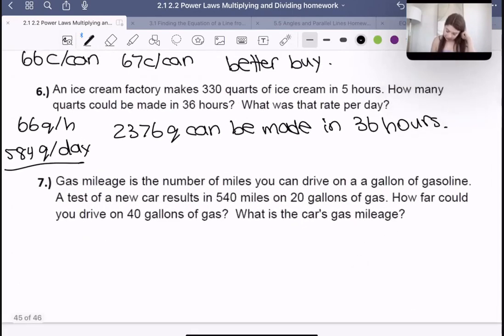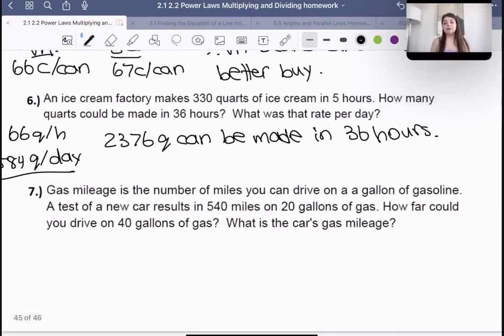All right, let's do one last question here, and then I promise it will be the end of not only this lesson, but all of Unit 2. You'll be halfway done the course after this one last question. Gas mileage is the number of miles you can drive in a gallon of gasoline. A test of a new car results in 540 miles on 20 gallons of gas. How far could you drive on 40 gallons of gas, and what is the car's gas mileage? So, you might already be able to guess that if we just multiply this by 2, we can get from 20 gallons to 40 gallons. And so the answer is 1,080, and that is correct.